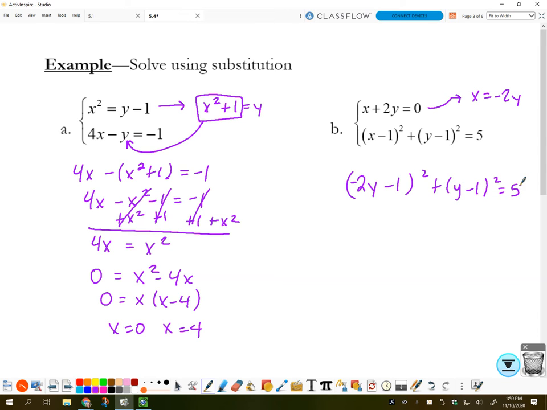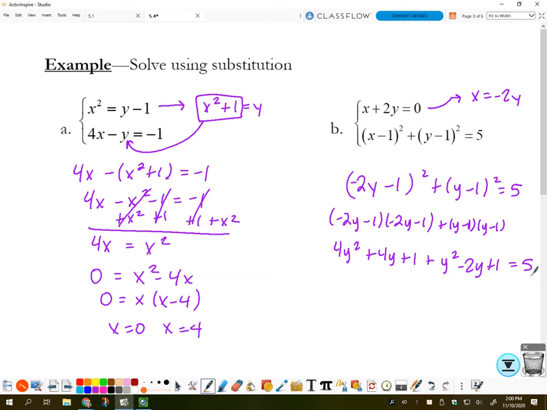All right, so now we have to do some multiplying. Remember, this means do it twice. So it's this times itself. So we get 4y squared plus 2y, so plus 4y, plus 1. This is y minus 1 times y minus 1. So that would be y squared. That would be minus y, so minus 2y plus 1, and then equal to 5.